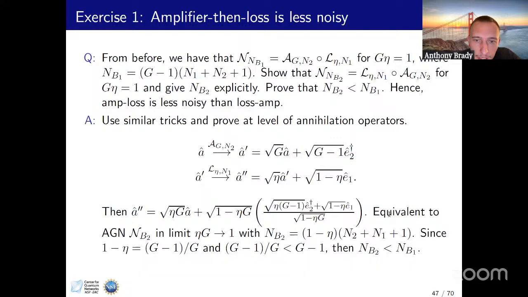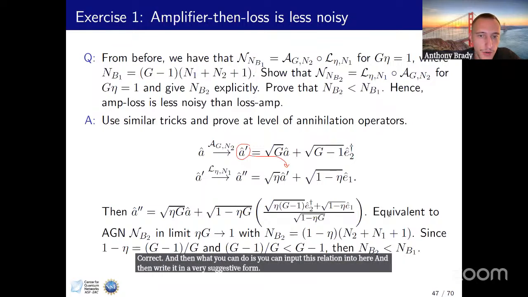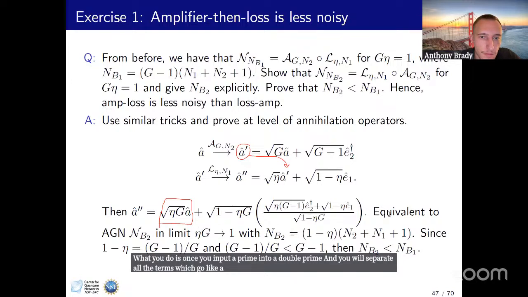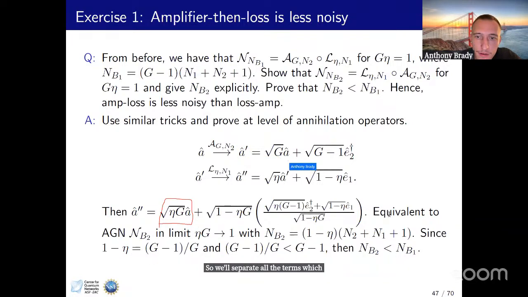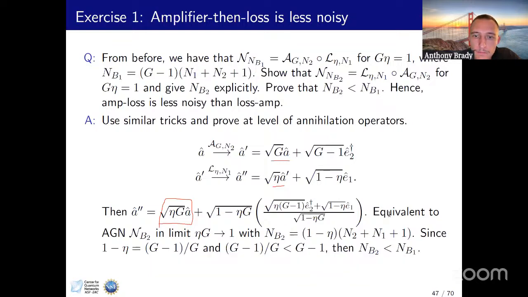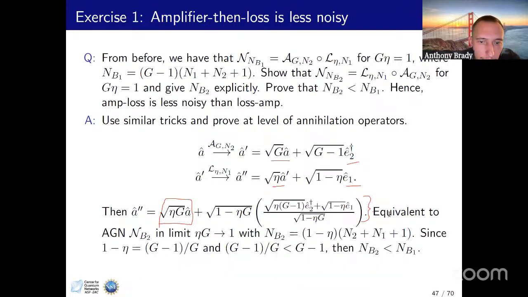And then what you can do is input this relation into here, and write it in a very suggestive form. Once you input A prime into A double prime, you separate all the terms which go like A. So you'll notice here there'll just be one A, G times eta, that's this first term. And then bring all of your environmental terms together. And so that's what I've done on this side. And then what happens at G equals 1?